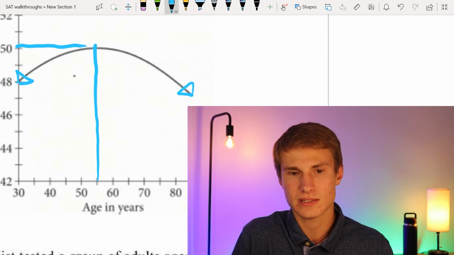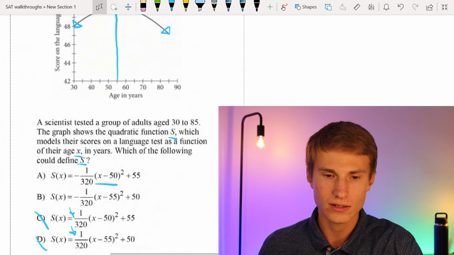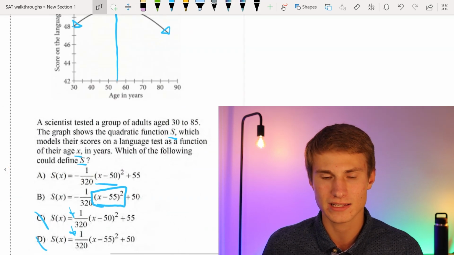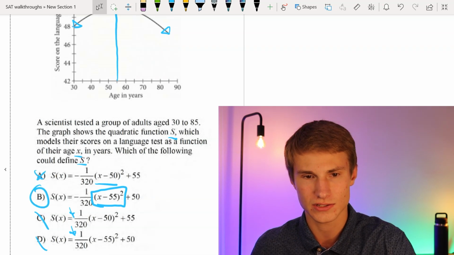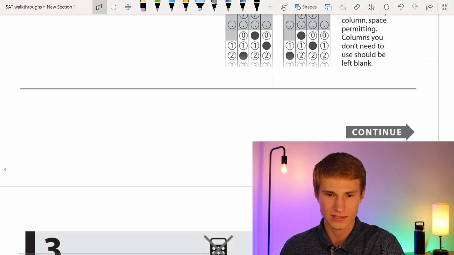Okay, so as we can see then, our vertex occurs where x equals 55. Therefore, since our equations are in vertex form, we find the answer choice with x minus 55 squared, which is answer choice B. So therefore, B will be our correct answer for number 15. All right, moving on to number 16 now. So we're on the free response section.